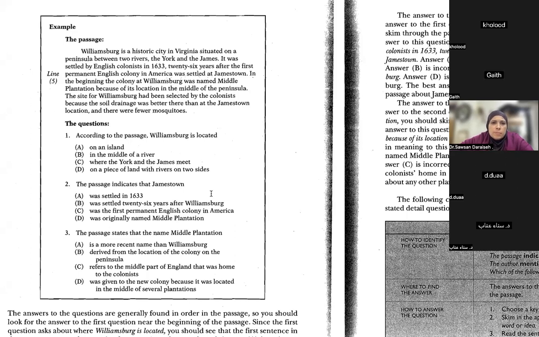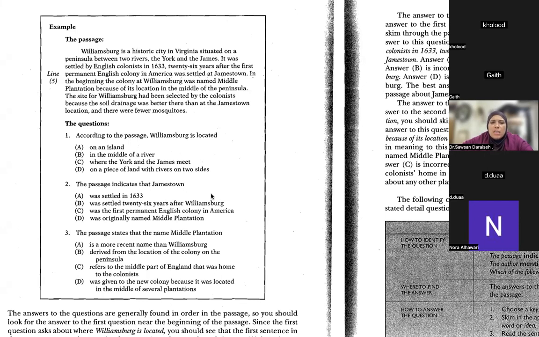The passage indicates that Jamestown was settled in 1633, was settled 26 years after Williamsburg. Williamsburg was the first permanent English colony in America. Was originally named Middle Plantation.